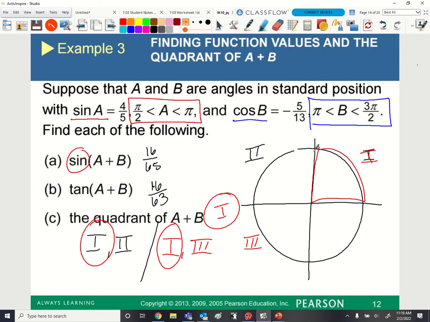Okay, are we good so far? Because I'm going to pause it here, then we're going to look at example 4. So I'm going to give you about 10 minutes to start the problems, and then we're going to do example 4, okay? Okay, good.